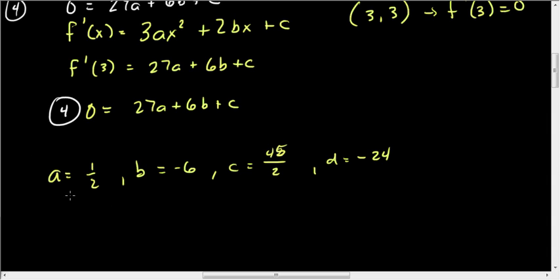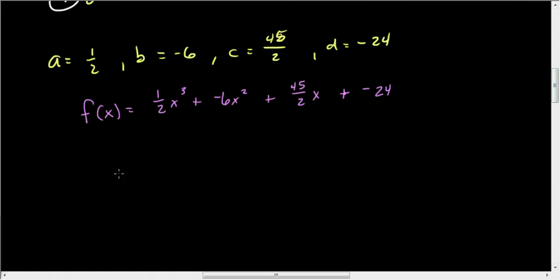You want to write out that equation. So you have f of x is equal to 1/2 x cubed plus -6x squared plus 45 halves x plus -24. Now you want to take the derivatives and say, okay, let's take the first derivative, and then we get 3/2 x squared minus 12x plus 45 over 2. And then we take our second derivative, and we get 3x minus 12.